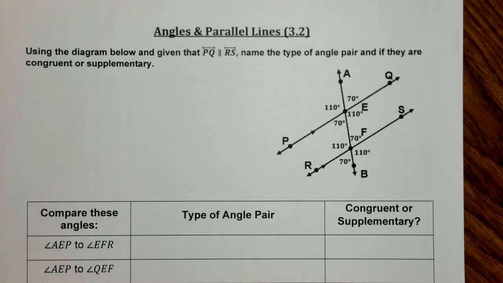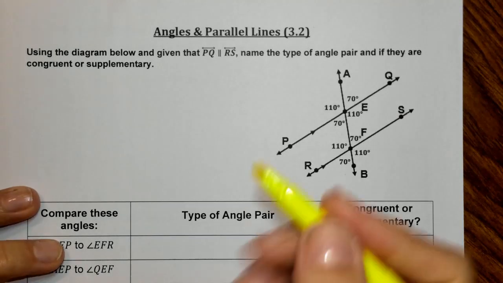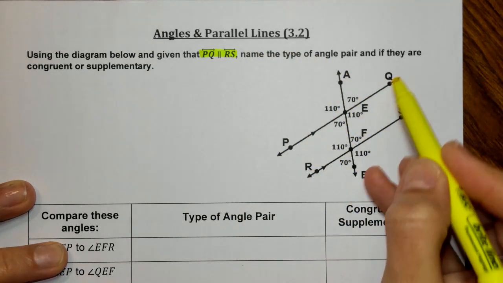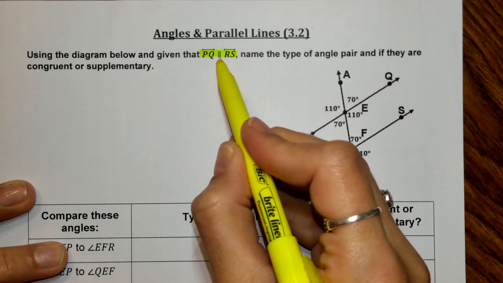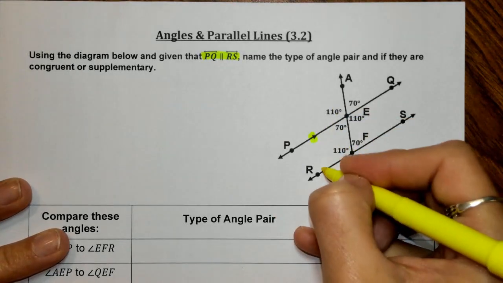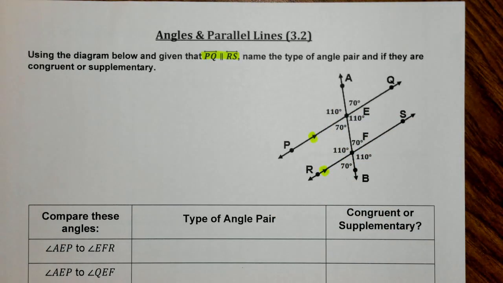So using this diagram, and given that, very, very important, line PQ is parallel, there's your parallel symbol, to line RS. You're going to notice these little triangles here. That means parallel. So I don't have to tell you they're parallel if I have those marks there. You know they're parallel by those marks.